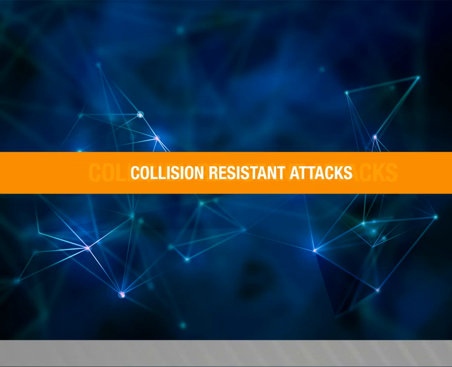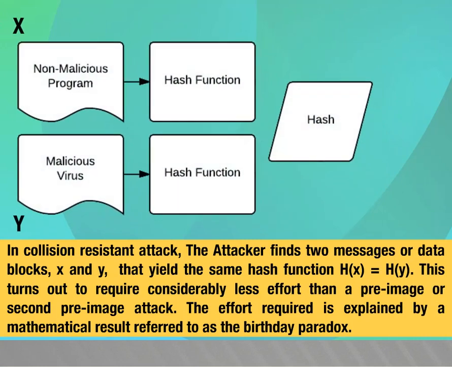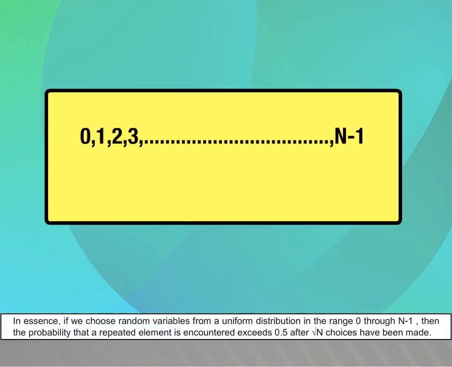Collision-resistant attacks. In this video, we are going to see about collision-resistant attacks. In a collision-resistant attack, the attacker finds two messages or data blocks x and y that yield the same hash function, h(x) = h(y). This turns out to require considerably less effort than a pre-image or second pre-image attack. The effort required is explained by the mathematical result referred to as the birthday paradox. In essence, if we choose random variables from a uniform distribution in the range 0 through n-1, then the probability that a repeated element is encountered exceeds 0.5 after square root of n choices have been made.